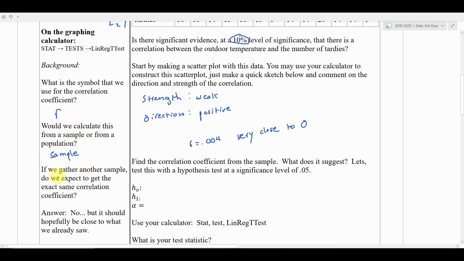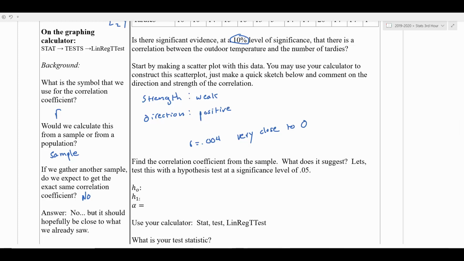But let's suppose for a second that I went and observed a different 13 days. Would we expect to get the exact same correlation coefficient? The answer to that is no. We would maybe get something close, or you would hope that you would get something close, but every time you take a sample of 13 days, you're going to get a slightly different correlation coefficient. You're going to get something that's a little bit different every single time. With different samples come different numbers, generating different R values.